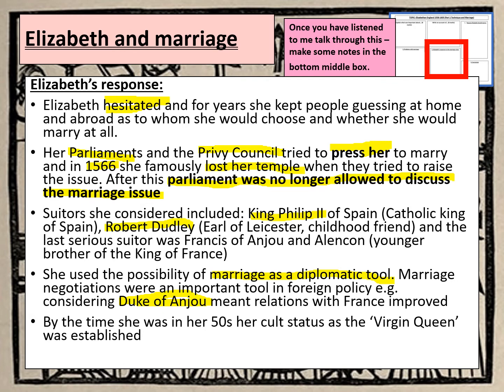However, by the time she reached her 50s, and it was clear that she was never going to marry and have children, she had this cult status as the Virgin Queen, and she wasn't likely to ever change it from that point onwards. So fill in that bottom middle box now, please.